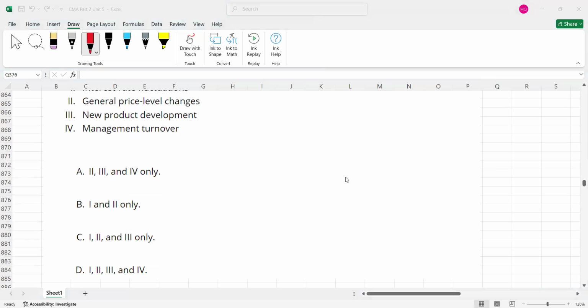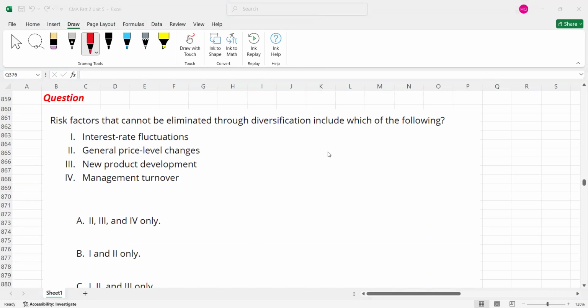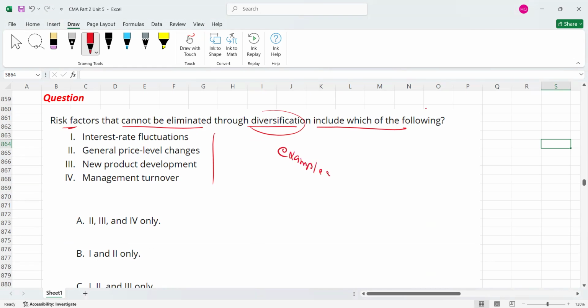Now guys, we have one more question. Just see. They're saying risk factors that cannot be eliminated through diversification, like any risk which cannot be eliminated. That is systematic risk, right? Simply, you have to find the examples of systematic risk. So they're saying the risk factors that cannot be eliminated through diversification include which of the following?